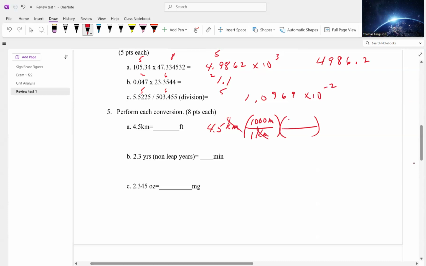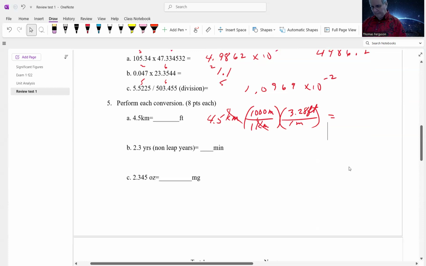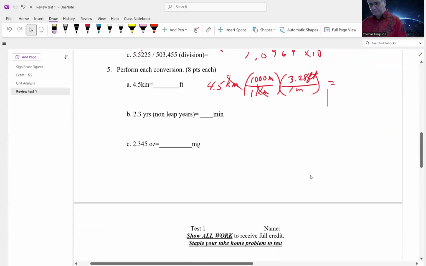And we're looking at 2 sig figs, so it's going to be 1.5 feet.